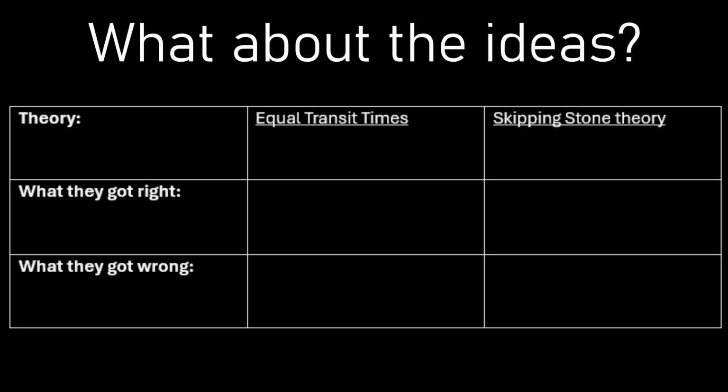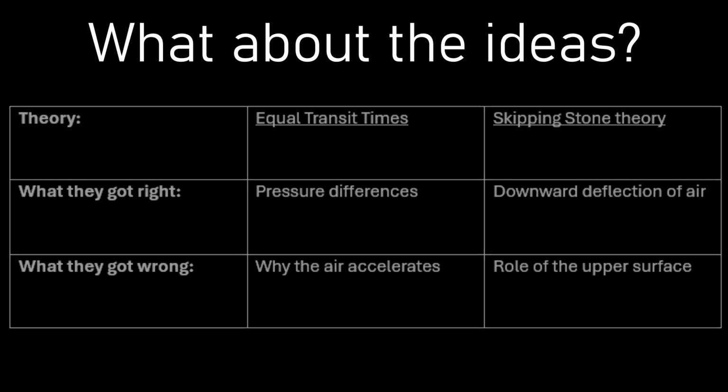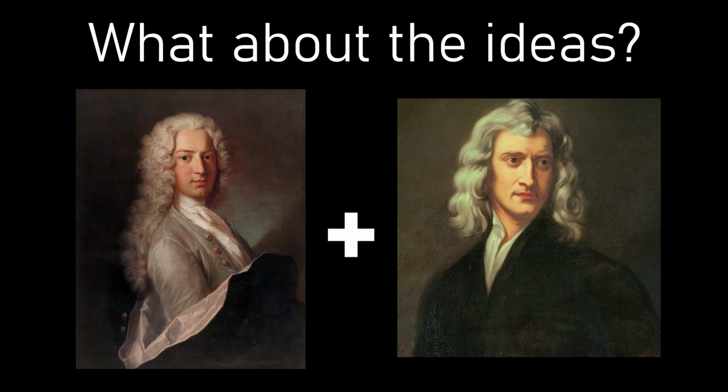For example, the skipping stone theory was correct about the involvement of Newton's laws and resultant forces, but got the surfaces wrong. The idea of pressure differences in the theory of equal transit time is correct, but the reason that the air accelerates is not. A simple, mostly complete theory of how lift is produced stems from combining the ideas of pressure differences or Bernoulli's principles as well as Newton's laws with a little bit of fluid dynamics.